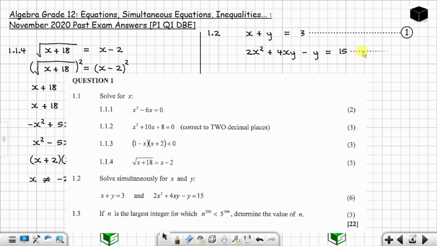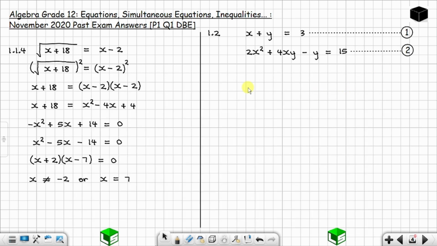Let's call this our second equation. Okay, so we have two equations. We need to solve for x and y simultaneously. From here, what you can do is to make x or y the subject of the formula.